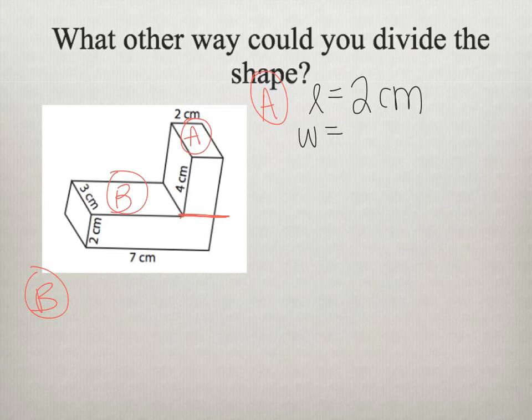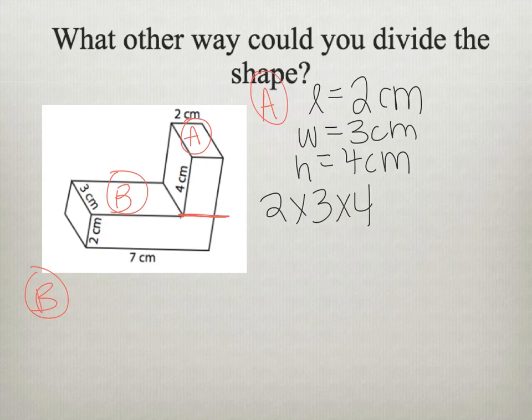My width is this area right here. And remember we said that the width here, here, here, and here is all the same. So my width would be 3 centimeters. And my height is how tall it is here and here. And I already know that one. That one is 4 centimeters. Okay, so let's multiply all those together. 2 times 3 times 4. 2 times 3 is 6, and 6 times 4 is 24 centimeters cubed.